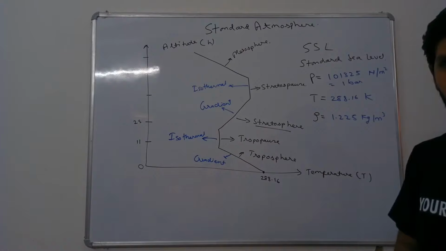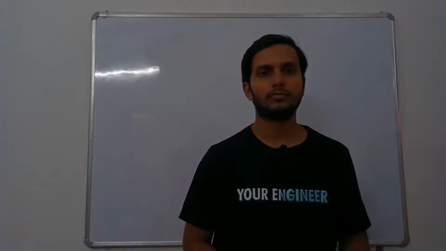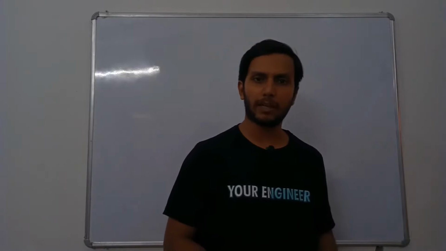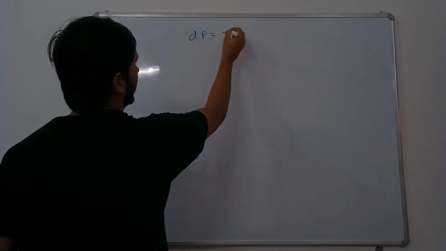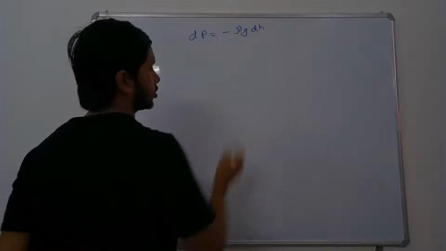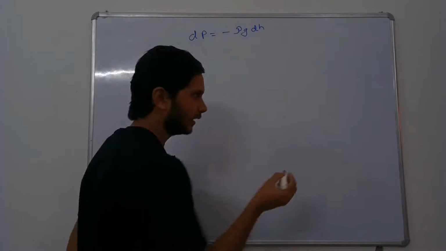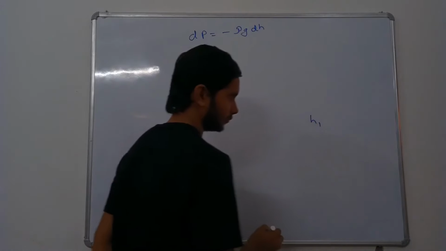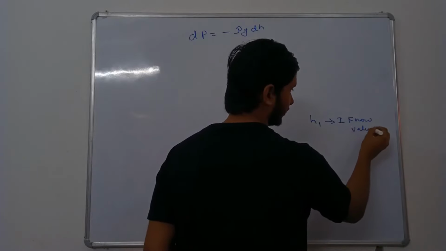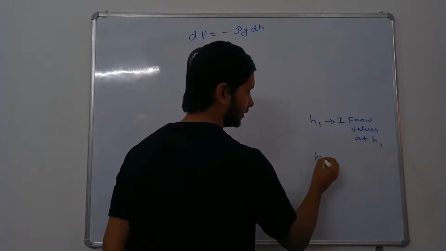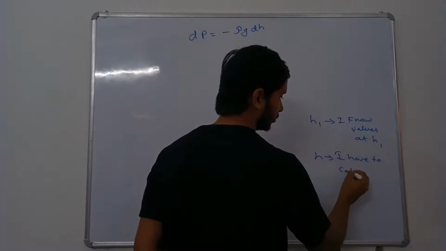We will use the same hydrostatic equation and perfect gas equation. Okay, so let's see that. Before going into the isothermal layer, let's recall that the hydrostatic equation is dP equal to minus rho g dH. Okay, so suppose you have a particular height h1 where you know the values, and height h where you have to calculate the values.